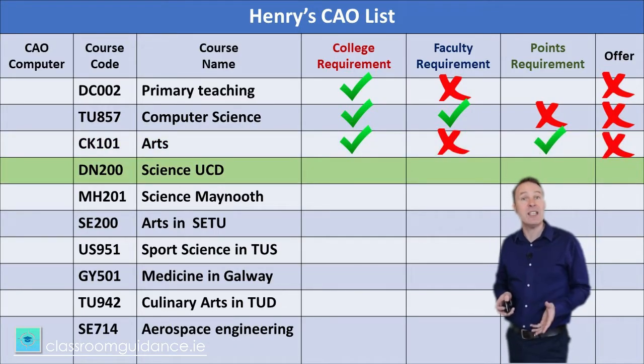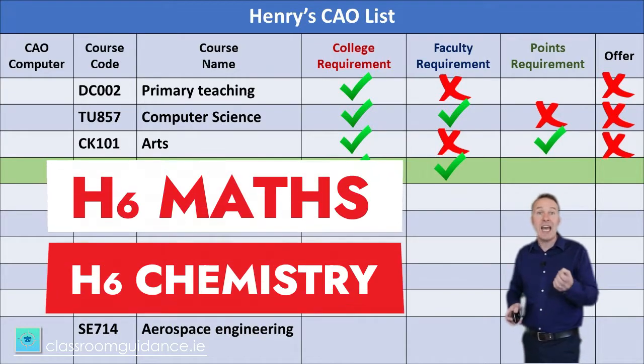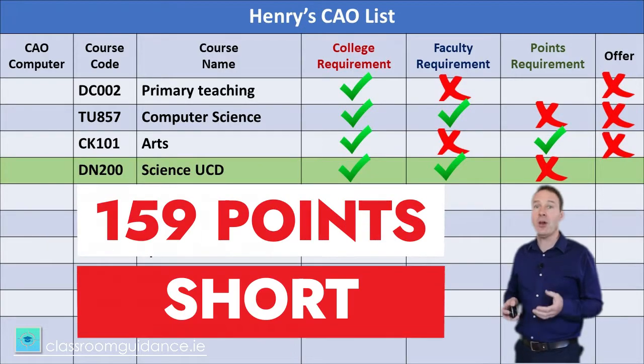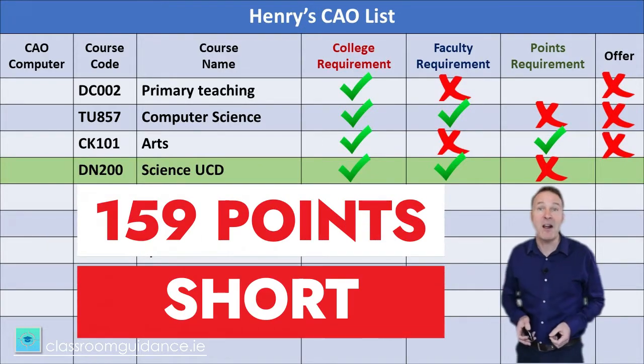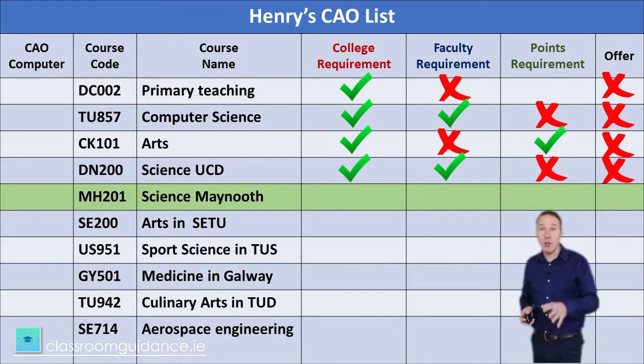Choice number 4, UCD Science. He gets the college requirements, he gets the faculty requirements with a H6 in maths and a H6 in chemistry, but he's a whole lot short in the points department, 159 points to be exact, therefore no offer given here either. Now to choice number 5, Maynooth University Science.